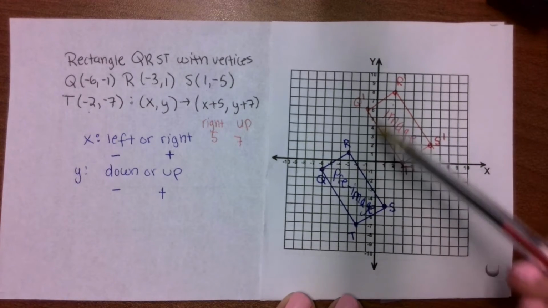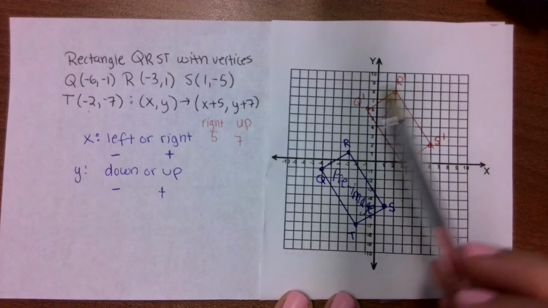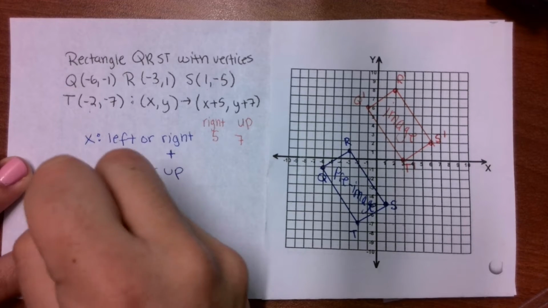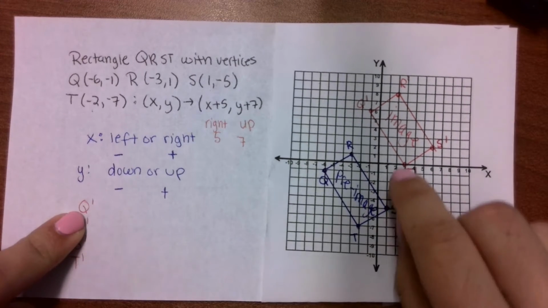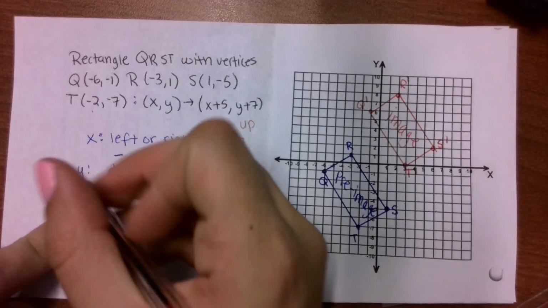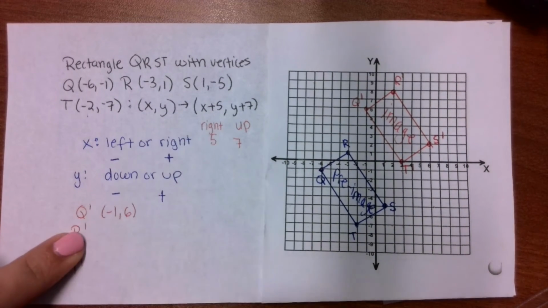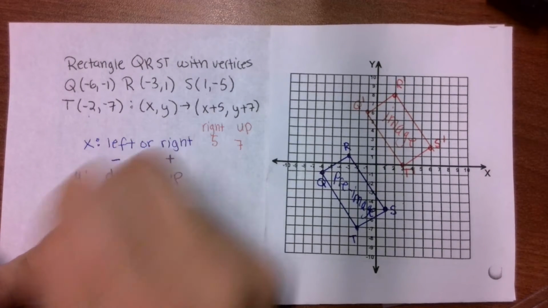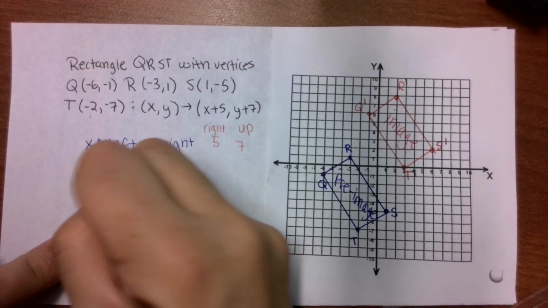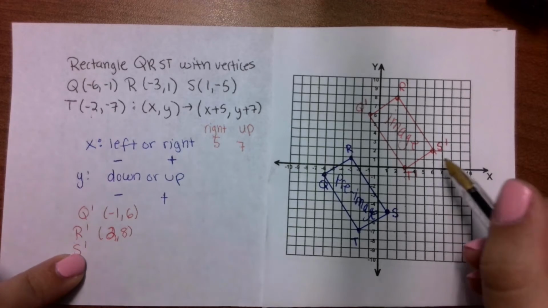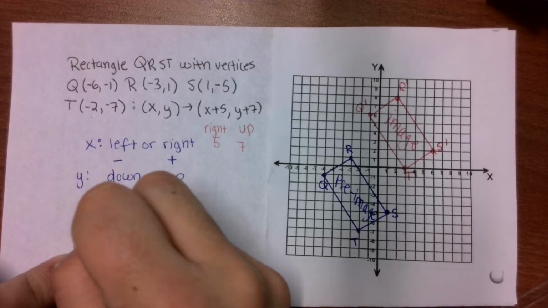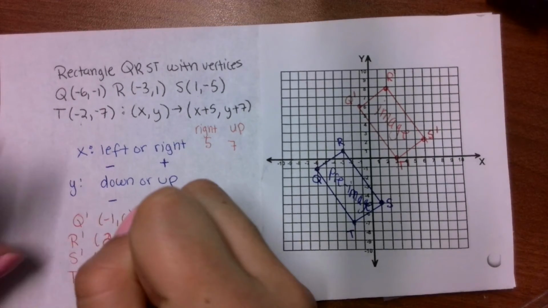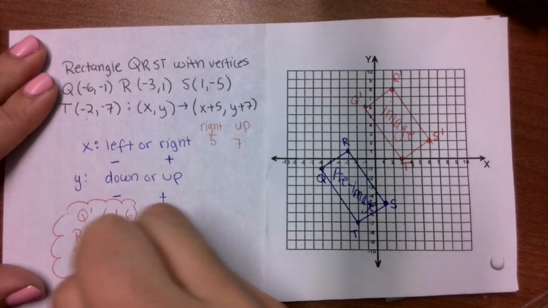Now, if I want to know what my ordered pairs are of the image, you could just look on your graph. So let's go over here. So we have Q prime, R prime, S prime, T prime. So Q prime is at -1, 6. R prime is at 3, 8. I'm sorry, 2, 8. 2, 8. S prime is at 6, 2. And then T prime is at 3, 0. So these are the ordered pairs of your image.